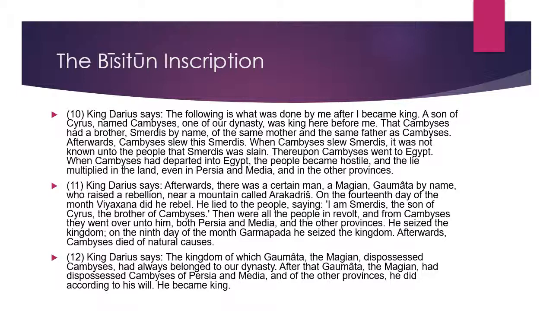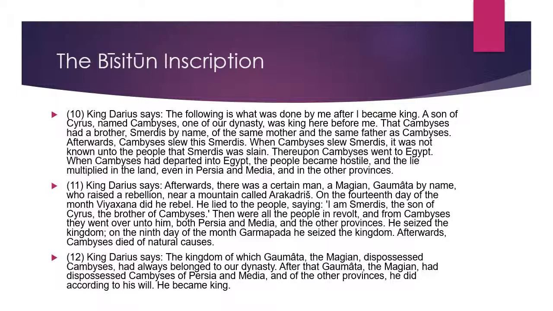King Darius says, "The following is what was done by me after I became king. A son of Cyrus named Cambyses, one of our dynasty, was king here before me. That Cambyses had a brother Smerdis by name, of the same mother and the same father as Cambyses. Afterwards Cambyses slew this Smerdis. When Cambyses slew Smerdis, it was not known unto the people that Smerdis was slain. Thereupon Cambyses went to Egypt. When Cambyses had departed into Egypt, the people became hostile, and the lie multiplied in the land." Take note of how he says lie, it will continue. "Even in Persia and Media and in the other provinces."